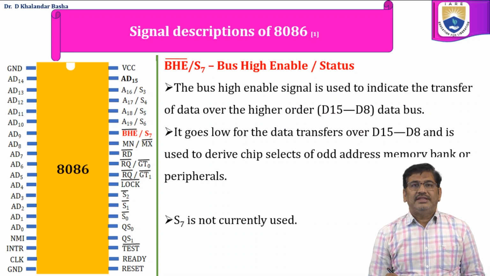If the BHE bar signal goes low, it indicates data transfer over the higher bits, that is D8 to D15, and it is used to drive the chip select of the odd address memory bank or even address memory bank, as well as peripherals. The status signal S7 is not used currently in the 8086 processor.